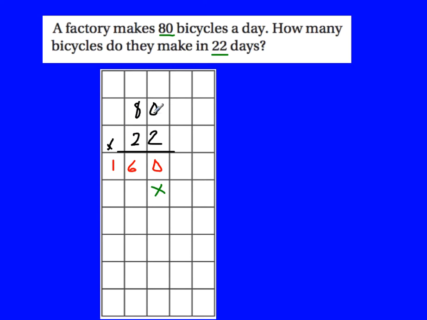2 times 0 is 0, and 2 times 8 is 16. My final step is going to be to add these two together. 0, 6, 7, 1. Don't forget your comma, and it should say bicycles. 1,760 bicycles.